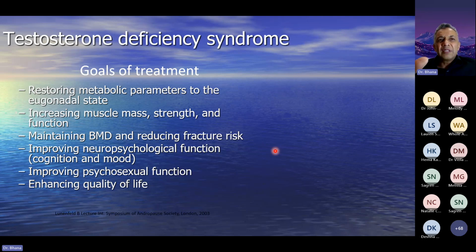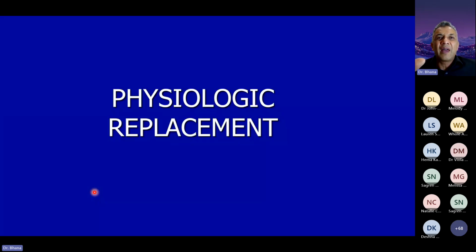Don't forget the goal. This is what the guy wants. This is what you want. You want to restore metabolic parameters. You want to increase muscle mass, strength, and function. It will have an improvement in bone density because testosterone will convert to estrogen. The lower the testosterone, the less the estrogen, unless the testosterone was low because of aromatization. It has an effect on cognitive function, improves psychosexual function, and has been shown to increase quality of life as well. So what can physiological replacement achieve for you?